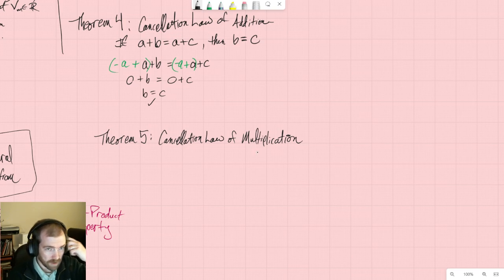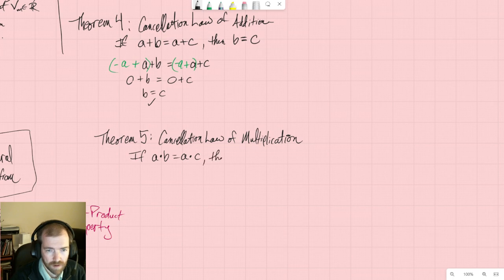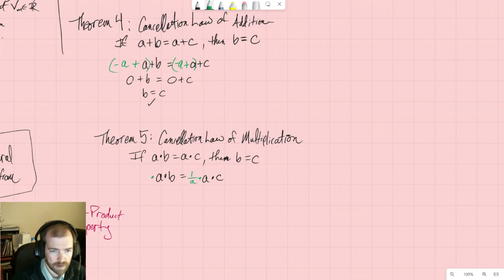Right, cancellation law of multiplication states much the same as the other one. So if we have A times B is equal to A times C, then B is equal to C. So again, by much the same token, we're going to take A times B is equal to A times C. We're then going to left multiply both of these things by 1 over A, and then associate by the associative law of multiplication.